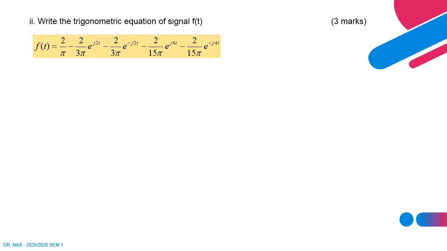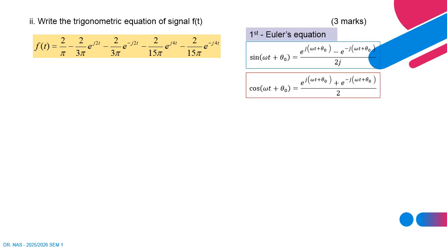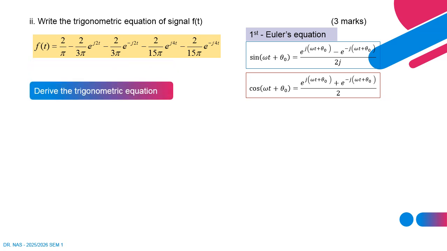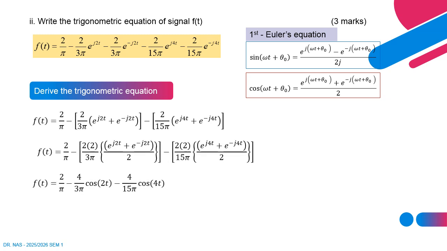In the second question, you need to write the trigonometric equation for the given signal. The given signal is in exponential form. To convert the exponential form into a trigonometric equation, you need to use Euler's equation or Euler's theorem, both the sine and cosine. You need to derive the equation. The first step is to group the signal with the same frequency. In this case, j2t and negative j2t, and j4t and negative j4t.